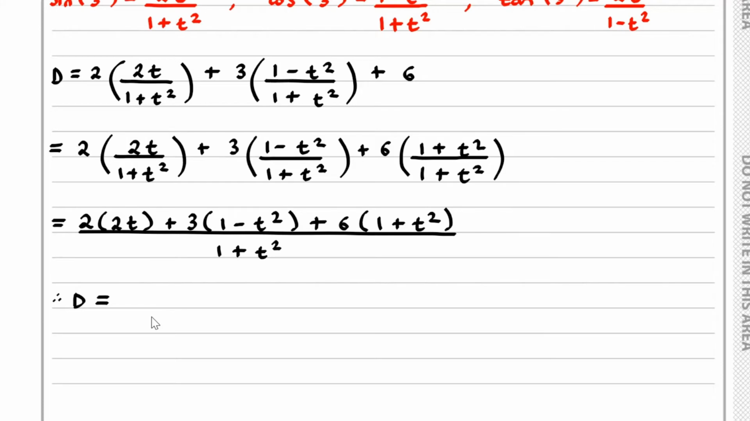And if we attempt to simplify as much as possible, we can conclude that d equals, well, in terms of the t squareds, we've got minus 3t squared plus 6t squared. That will be 3t squared. Then we have, in terms of the t's, 4t. And then we've got 3 times by 1 plus 6 times by 1, which is 9. And then we divide this by 1 plus t squared. And that's exactly the result which we wanted to show.